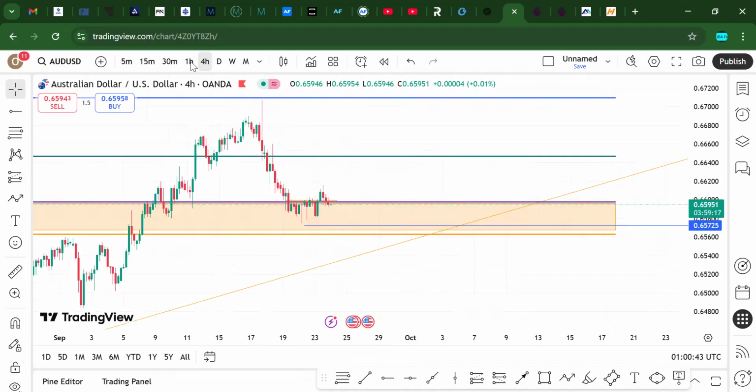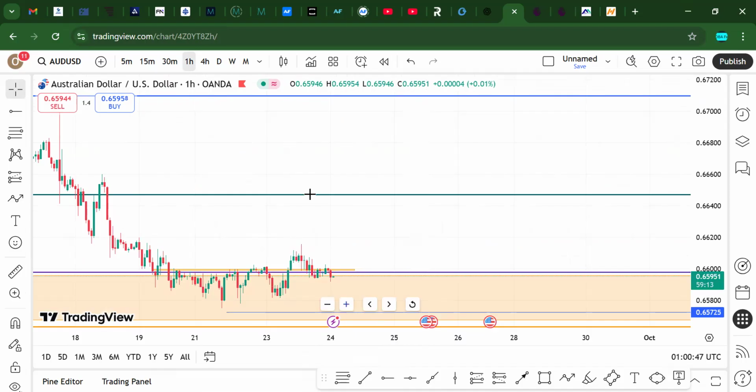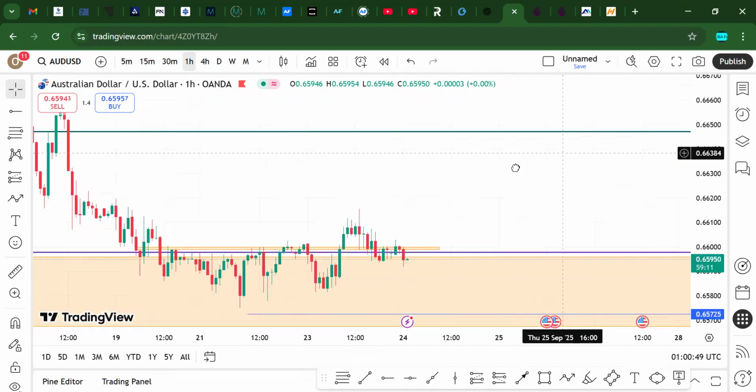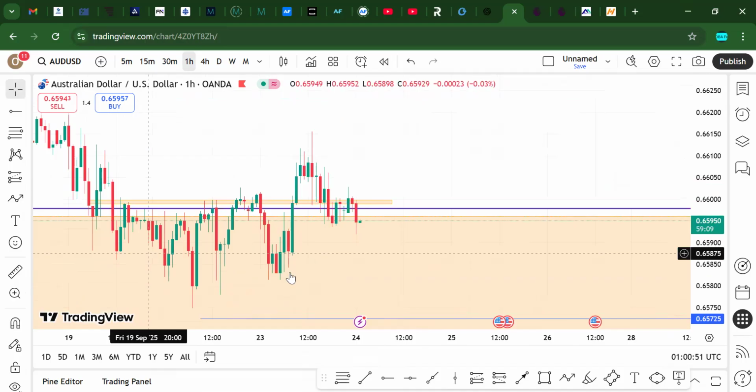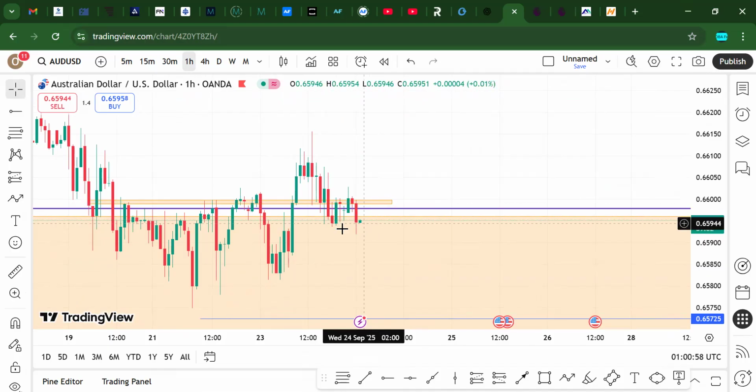If I go to the H1 time frame, you can see what I'm talking about. The bottom becomes much clearer. You can see the neckline taken out and price came into the zone, and this was why I got in.